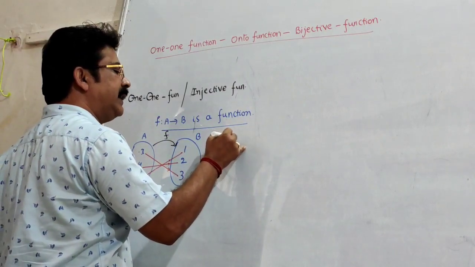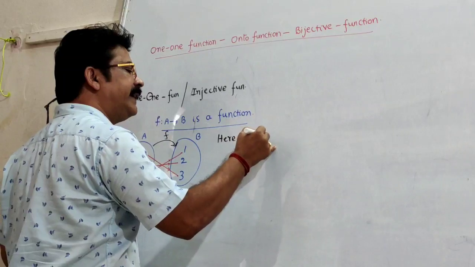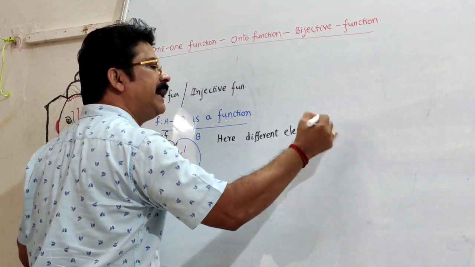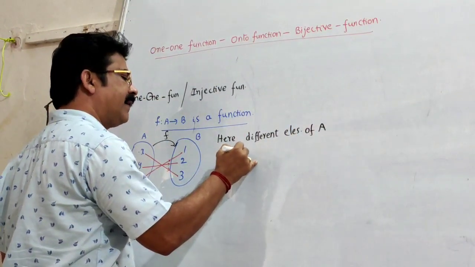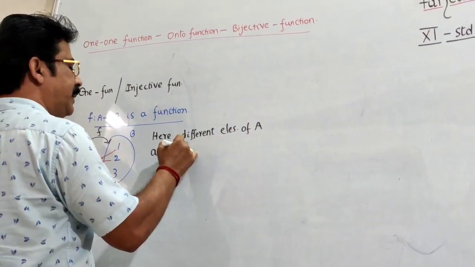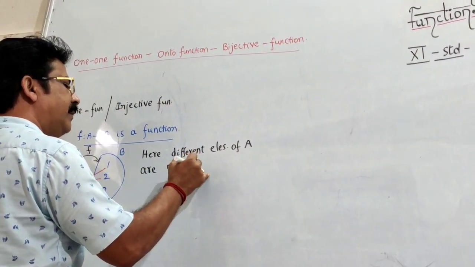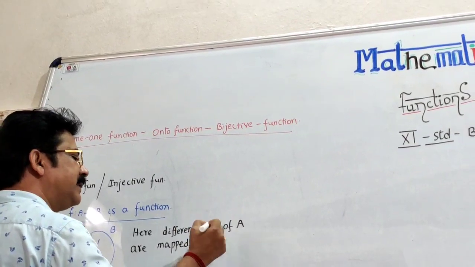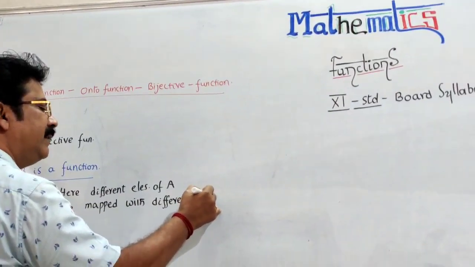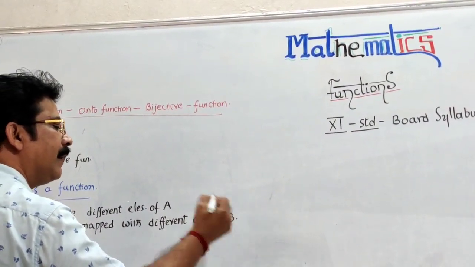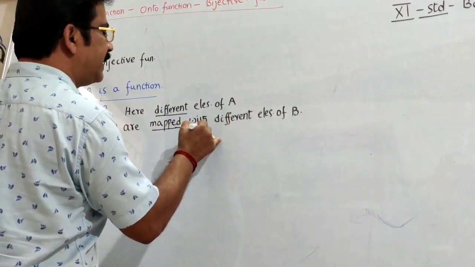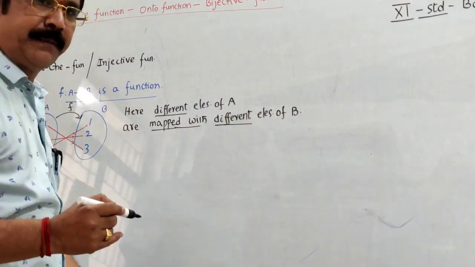Here different elements of capital A are mapped with different elements of capital B. Okay, I will write the full form. Different elements of capital A are mapped with different elements of capital B.